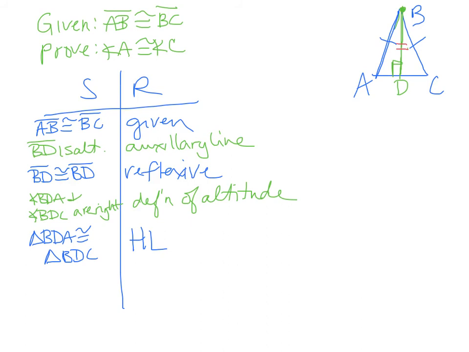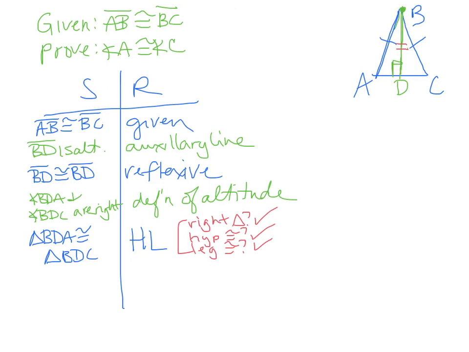Now as a reminder, for hypotenuse leg to work, first of all, we have to have a right triangle. So kind of the things that need to be satisfied. Is it a right triangle? Yep, we got right triangles because of this statement right here. The next thing is we need the hypotenuse to be congruent. Is that true? Yep, and that is true actually due to the given. These are the hypotenuses, the sides across from the right angles. And then lastly, do we have a leg congruent? Yes, we do, and that's BD, the reflexive thing. Okay, great.